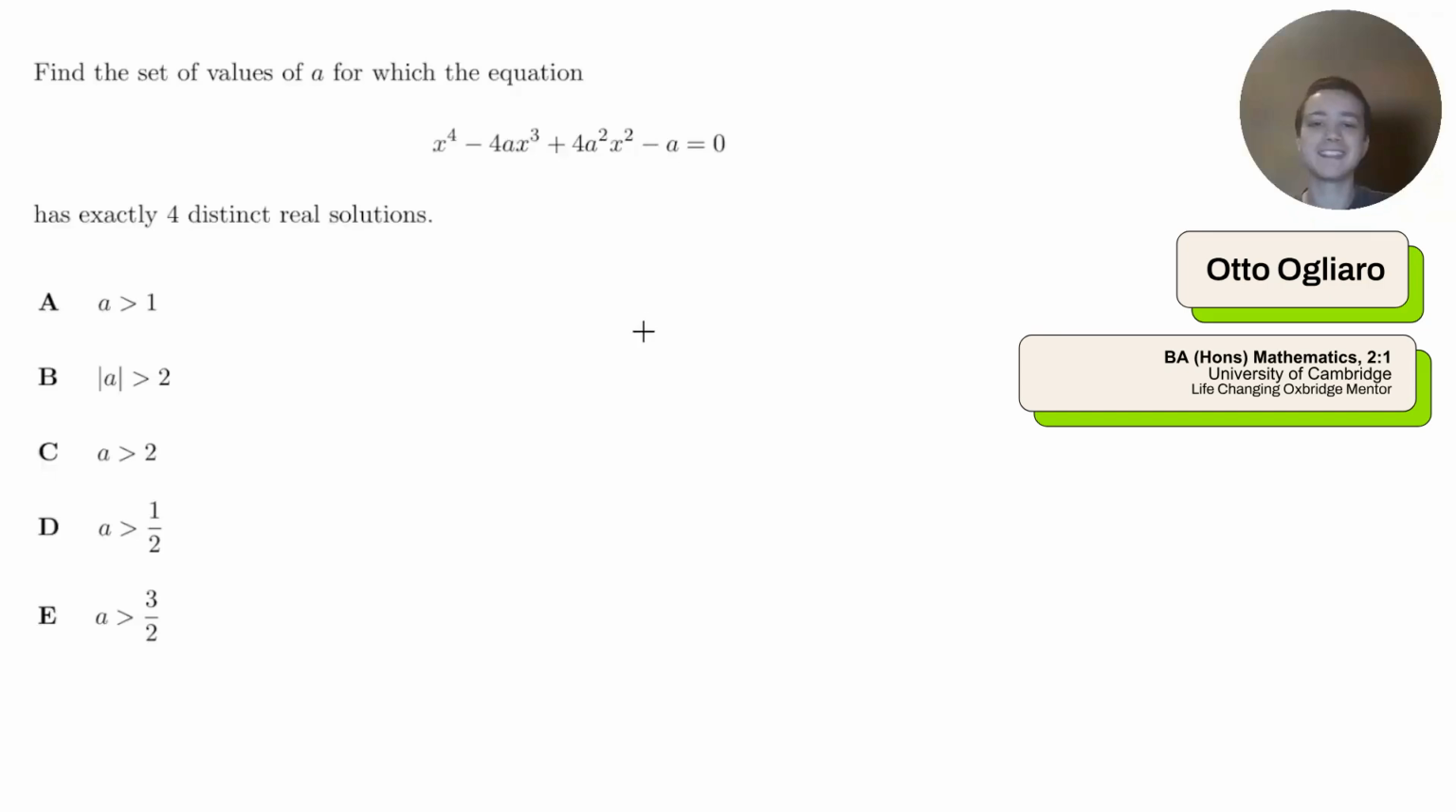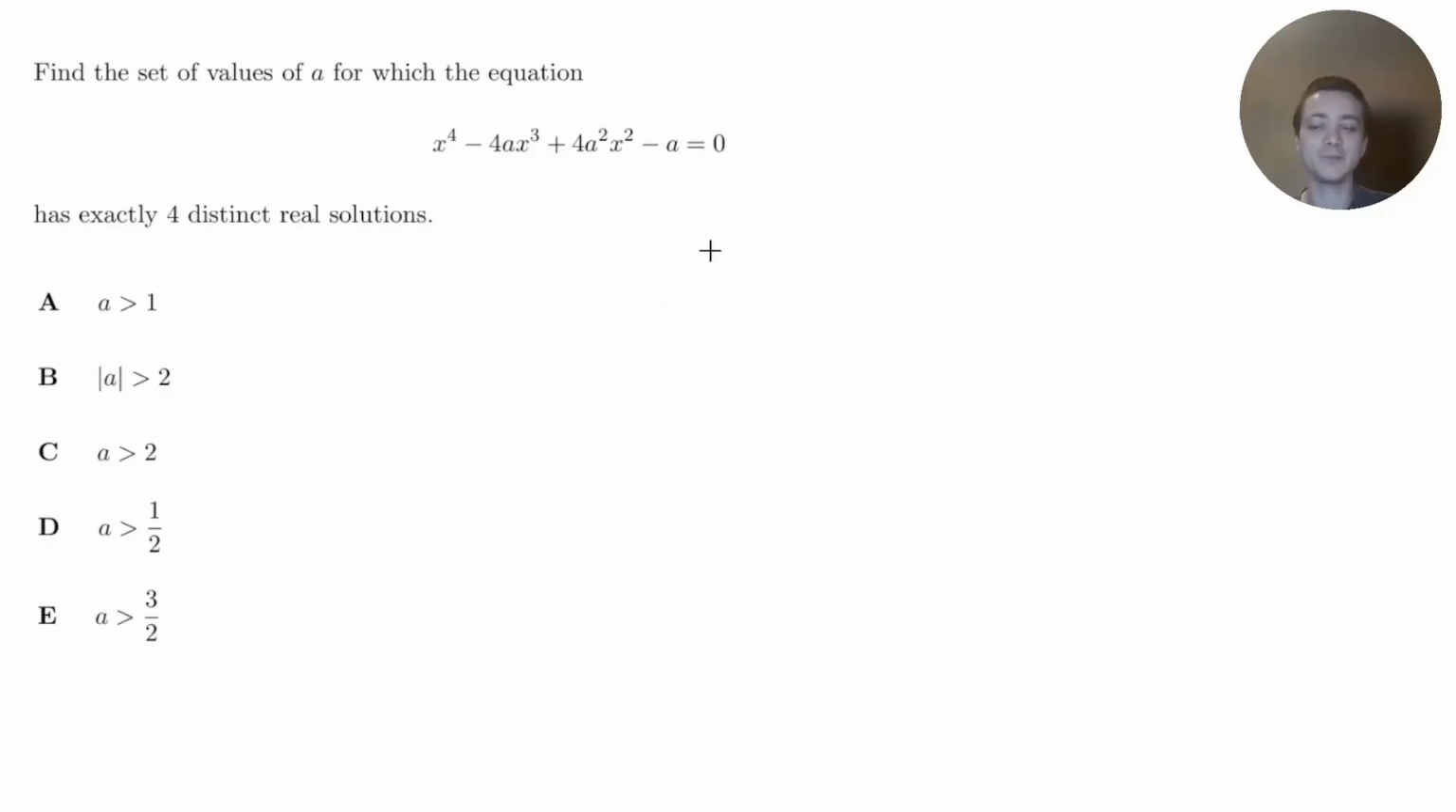Hello and welcome. Today we are going to be looking at a TMUA style problem involving the number of solutions to a quartic equation. So we're given this quartic equation, x to the 4 minus 4ax cubed plus 4a squared x squared minus a is equal to 0. And we're asked to find the set of values for a for which this equation has exactly 4 distinct real solutions.